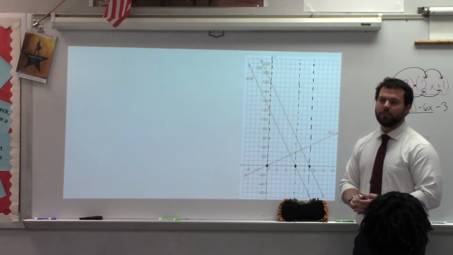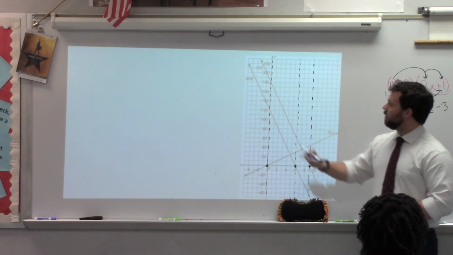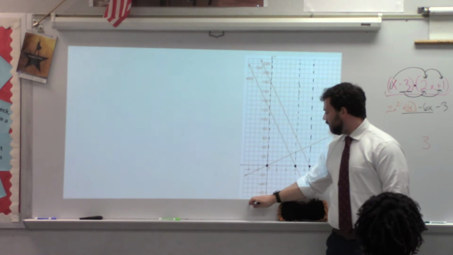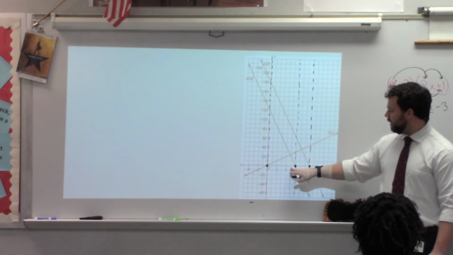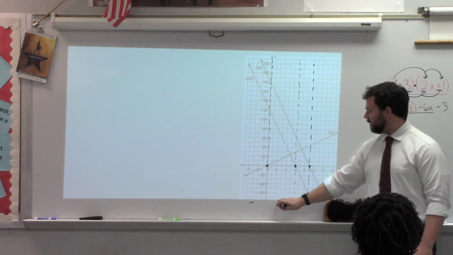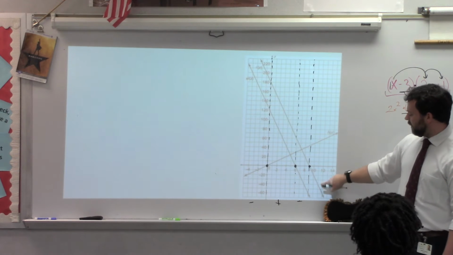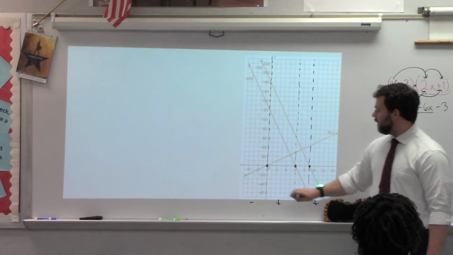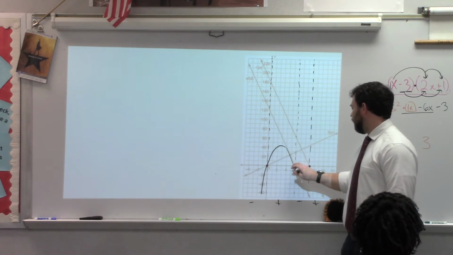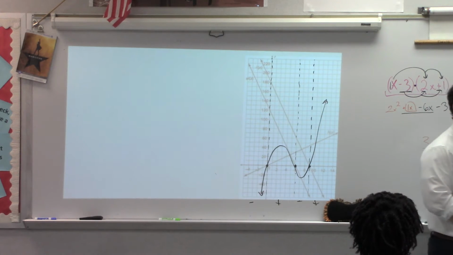Would it be positive or negative? Negative, right? How do you know that? Positive times a positive times a negative is negative. So I know it'd be negative here. What about in between these two zeros? Positive, right? Positive times a positive is? Positive times negative? And positive times negative. Right? So even before I've calculated a single point, I know that my function is going to look something like this. Right? That's a big thing that I want you to notice.